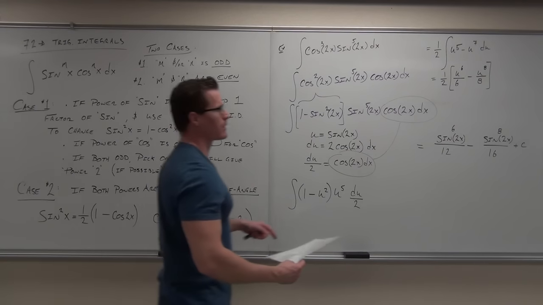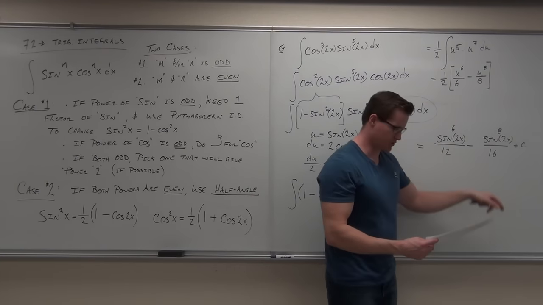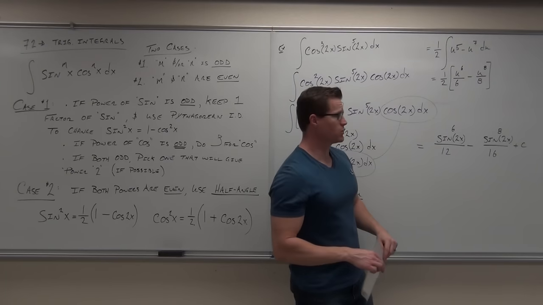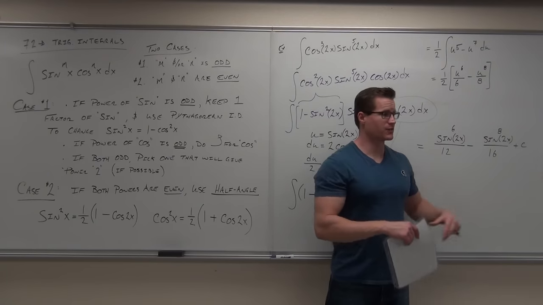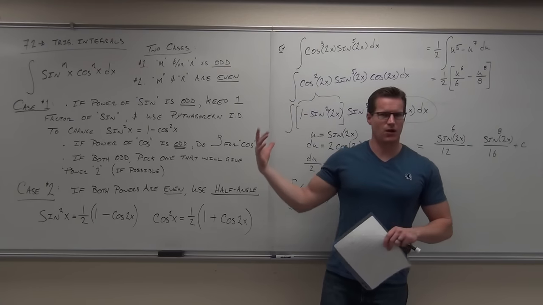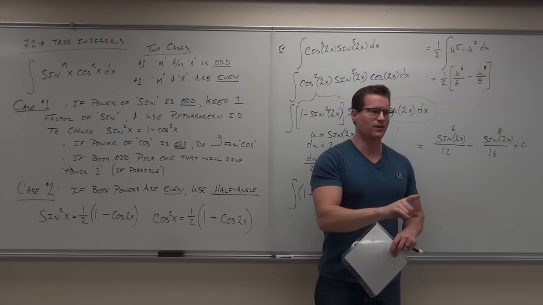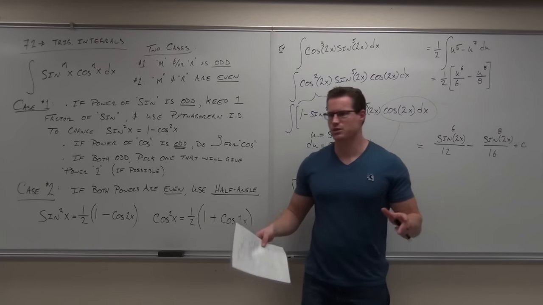Of course, if you don't like the over 12, you could do 1 12th minus 1 16th of sine of 2x, to those powers, plus c. You could factor if you really wanted to, but this is what I'm looking for from you. Show of hands if that actually made sense. Is it that hard? No, but here's the thing. The math here, I promise you, it's not hard.